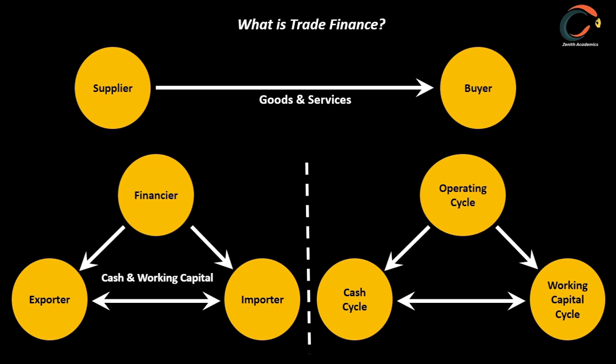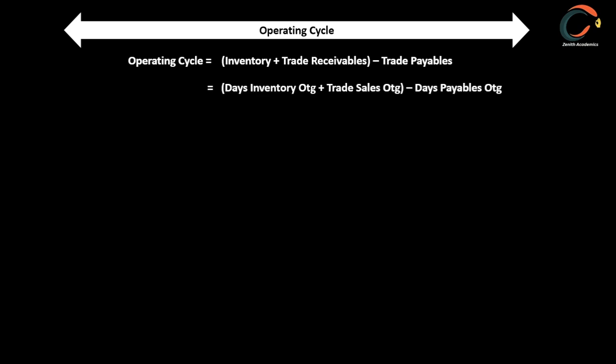Let's understand it better. For any business, the operating cycle is crucial, which is inventory plus trade receivables minus trade payables. In international trade, the working capital financing requirement can be expressed as a number in currency or in days. That means days inventory outstanding plus days sales outstanding minus days payables outstanding.